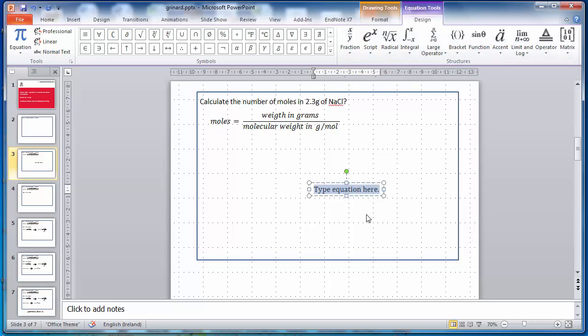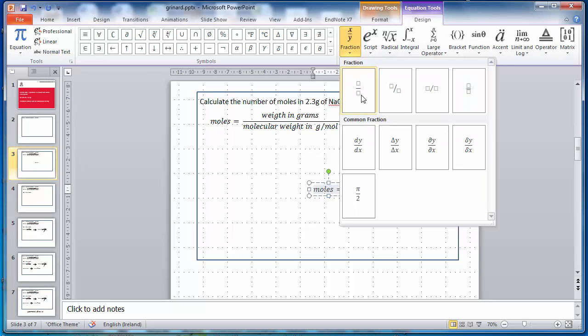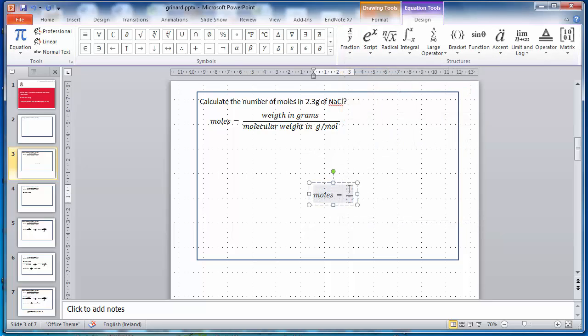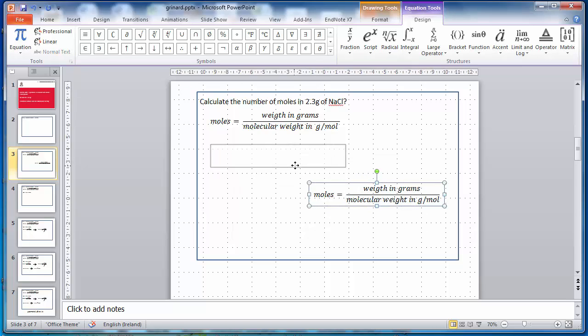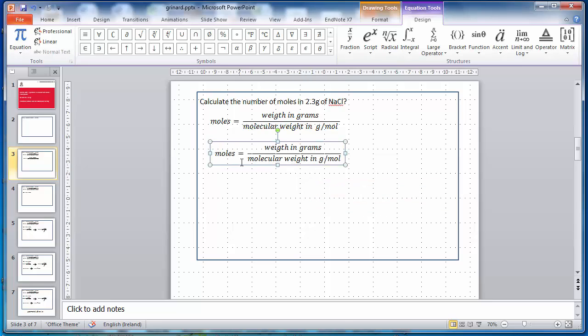So we just want to type into our box here, moles is equal to, and we want to click on the fraction button, and use this first fraction here. So what we do is click in the top box and write in weight in grams, and just below it in the second box we can type in the molecular weight in grams per mole, and you can see we've reproduced the formula nice and neatly right here in the box.